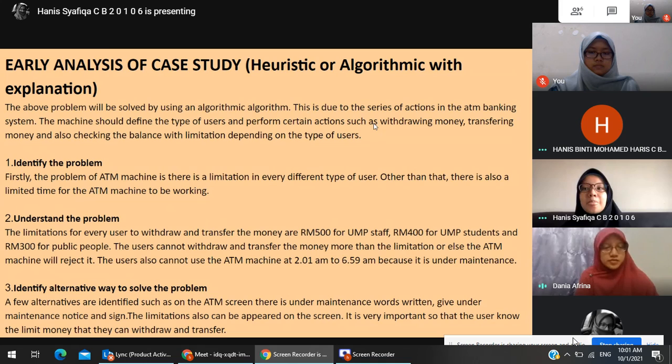We identify alternative ways to solve the problem. A few alternatives are identified, such as showing a notice on the ATM screen. The limitations can also be applied on the screen. It is very important so that the users know the limit of money that they can withdraw and transfer. Next.